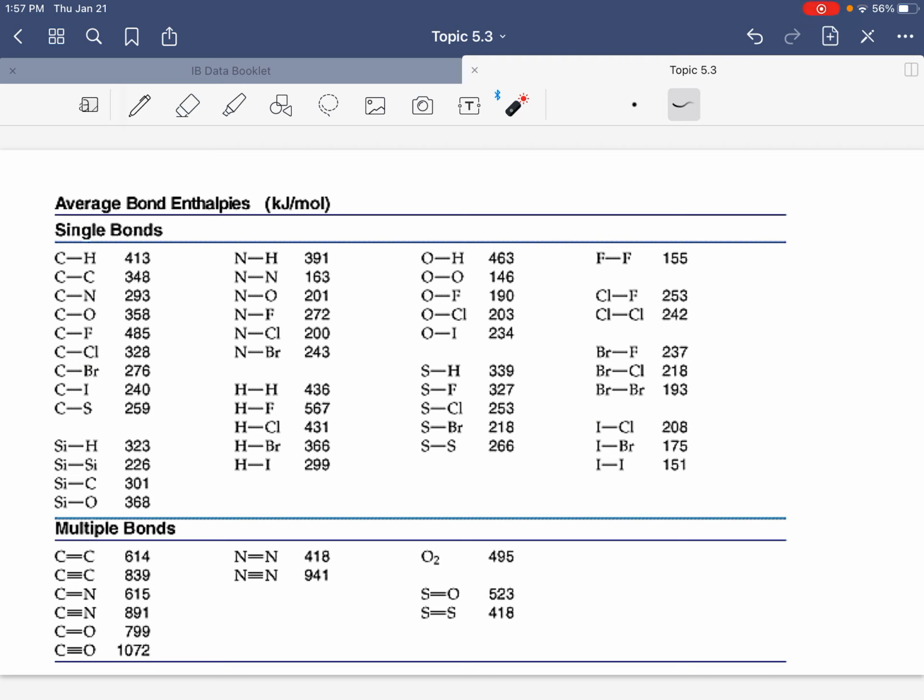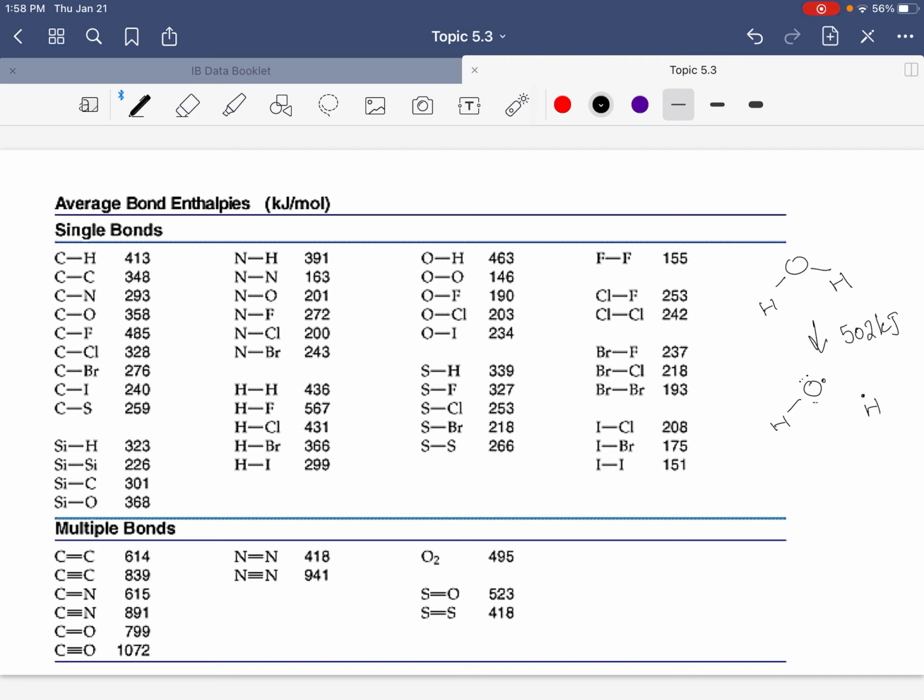Well, let's just say you have this, and you're going to break the OH bond. When you break the OH bond, let's say you break this one, so it becomes OH. You know how much energy you have to invest to do that? You need to invest 502 kilojoules to break that bond.